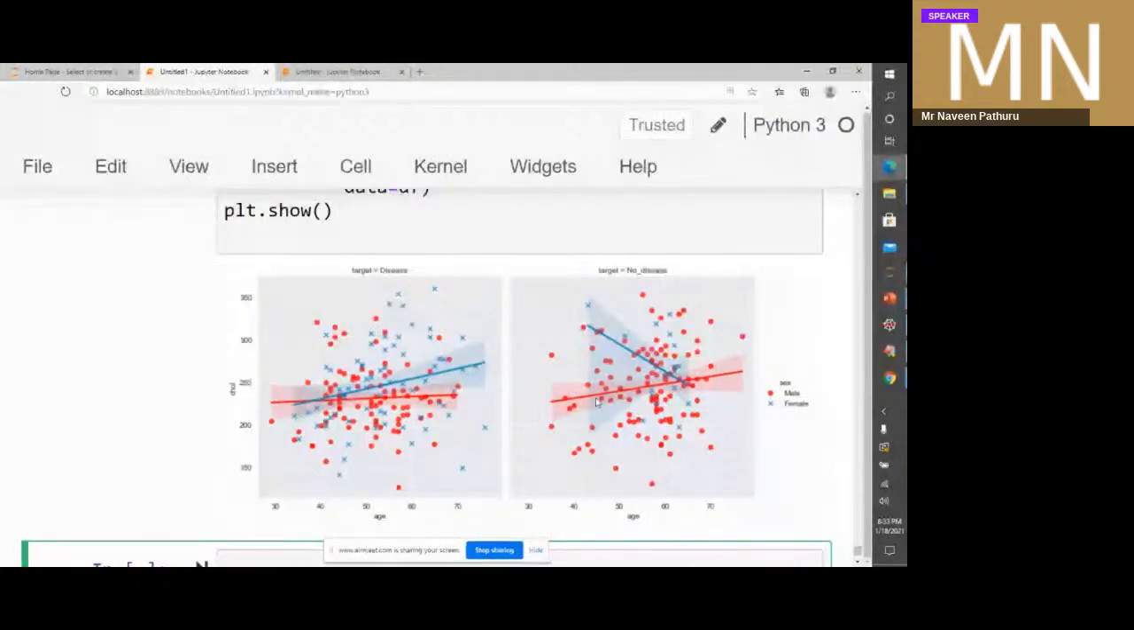And the blue one, I'm sorry, I think here the blue one, I interpreted that as male, but that is really female, guys. The blue line is a female. In females, as the age is increasing, their cholesterol is increasing, they have more chance of getting heart disease. And in the females, notice the negative correlation among the patients who do not have disease.